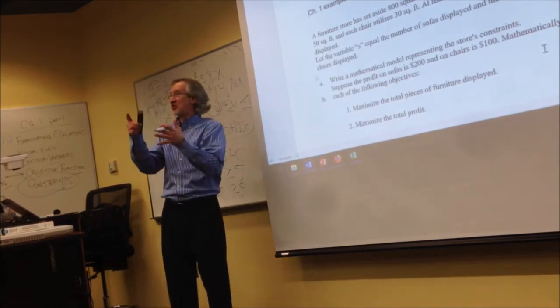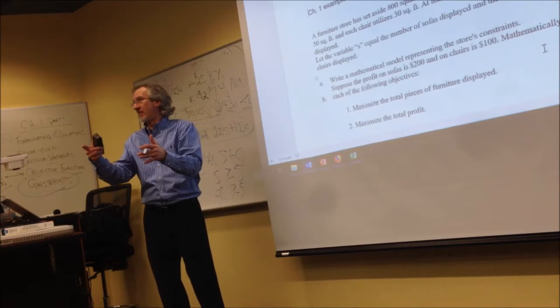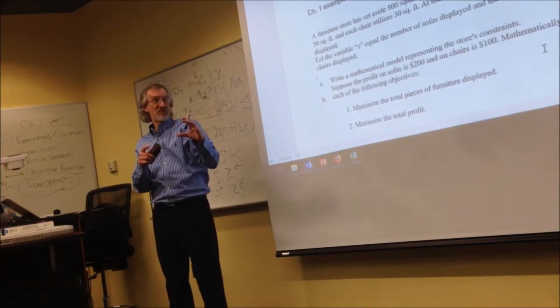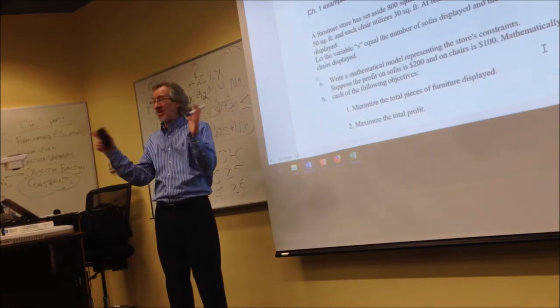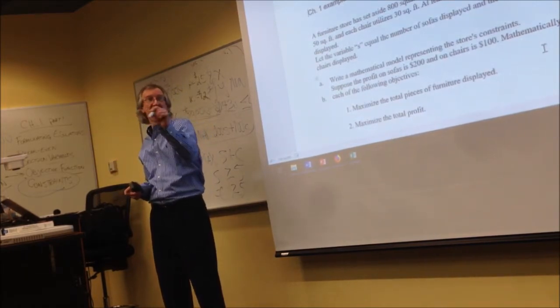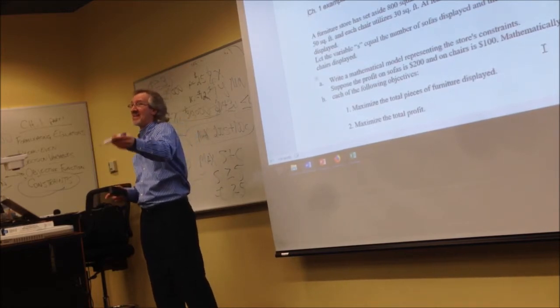S is the number of sofas in the display. C equals the number of couches, not couches, chairs in the display. You have to come up with the variables and what they represent, and you can use any letters you want. You could have said x1 equals the number of sofas in the display, x2 equals the number of chairs in the display. That's where we've got to get to.